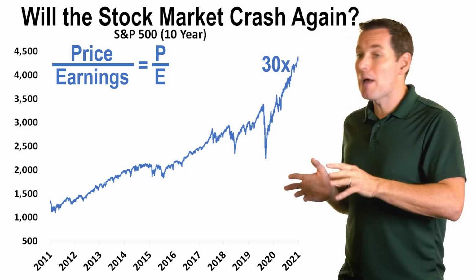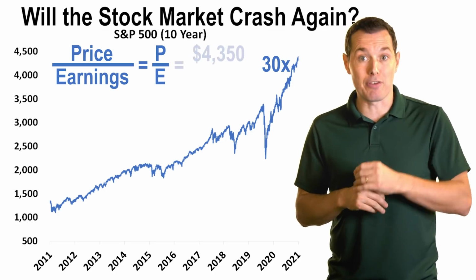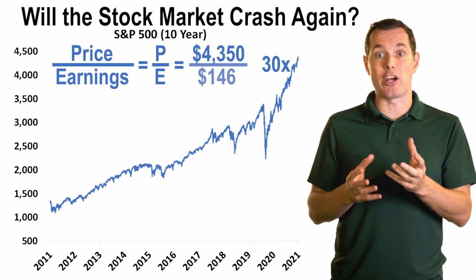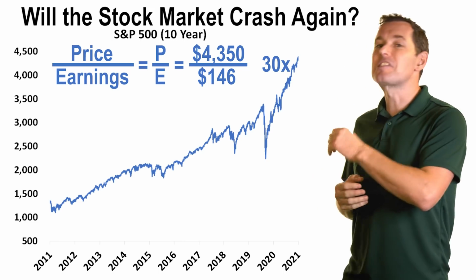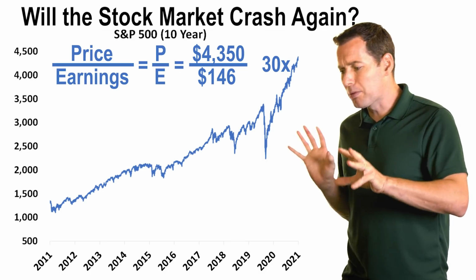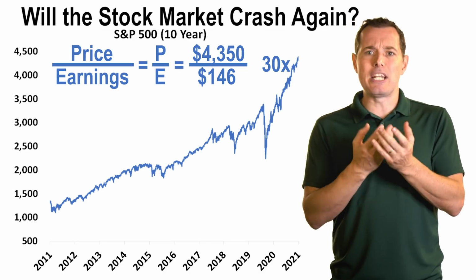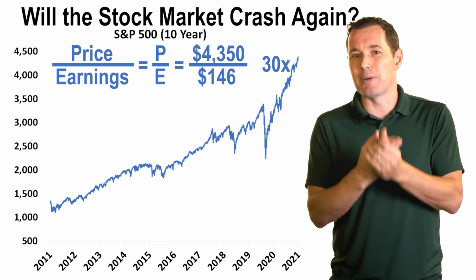Now, at the time that I'm shooting this video, the S&P 500 is right around 4350. So we take that as the price and we divide that by the earnings per share of the companies within the S&P 500. Right now, that happens to be about $146 per share. Those numbers are as of last week. And the numbers can be a bit tricky to find. They're much simpler for a company. For an index, it's a bit tricky.